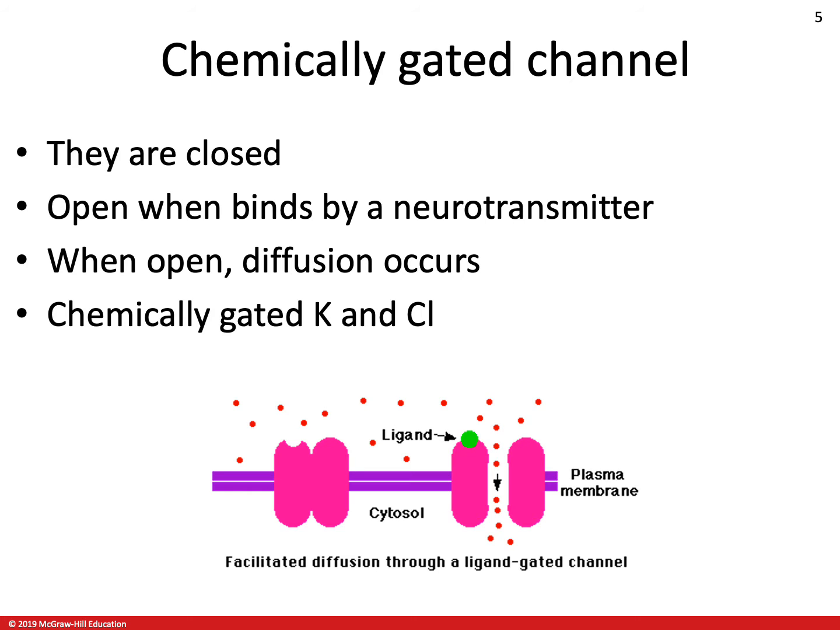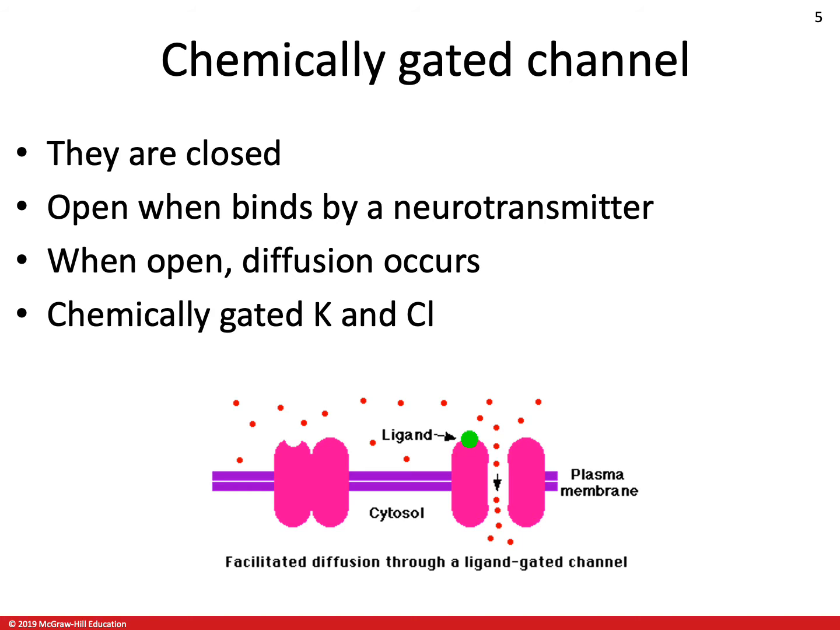The second one is called chemically gated channels. These channels are normally closed. They temporarily open in response to binding of a neurotransmitter. When they become open, they allow a specific type of ion to diffuse across the plasma membrane. Examples of chemically gated channels include chemically gated potassium channels and chemically gated chloride channels.